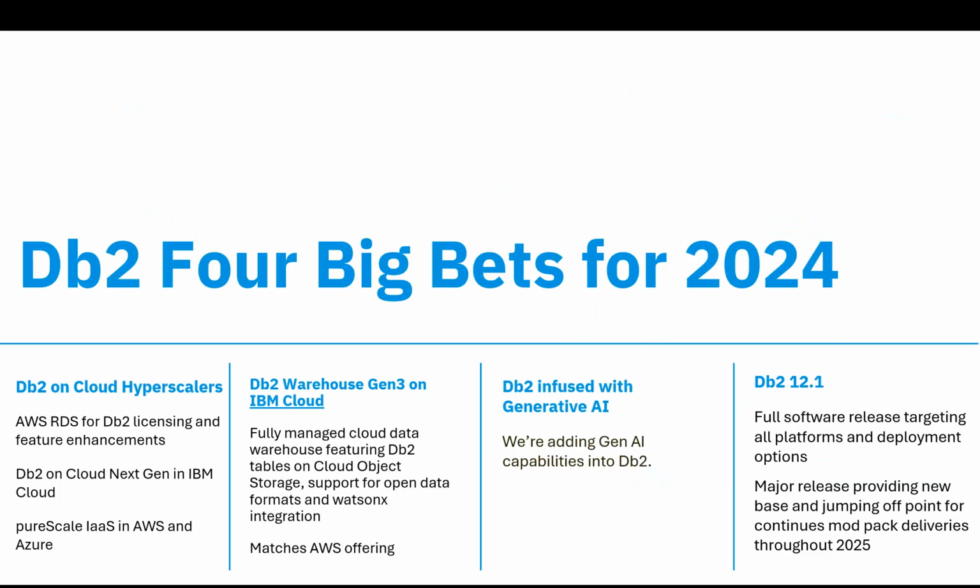Warehouse on Cloud Gen 3: we brought what we had on AWS. So with 11.5.9, we brought a set of capabilities, what we're calling our Gen 3 offering, where we have object storage support for columnar data and open data format integration. That was delivered with 11.5.9 on AWS. But in 2024, we brought that same offering to IBM Cloud, leveraging the V12 code base to match offerings, but also get our own deliveries out early.